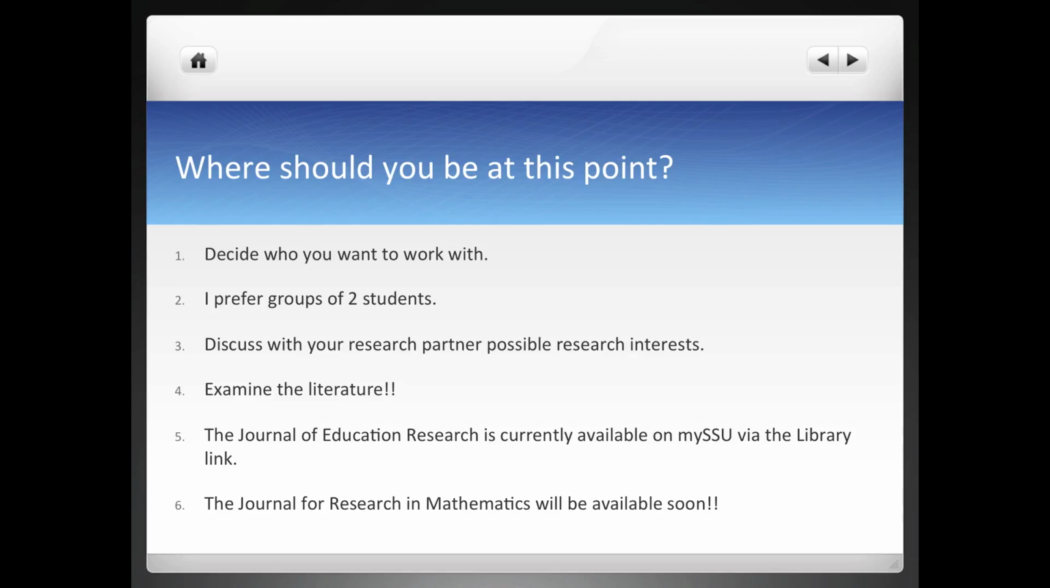Also, the Journal for Research in Mathematics through NCTM has been purchased, and it's in the transition of going from purchase to being available to you on the MySSU library link. So guys, be thinking about it.